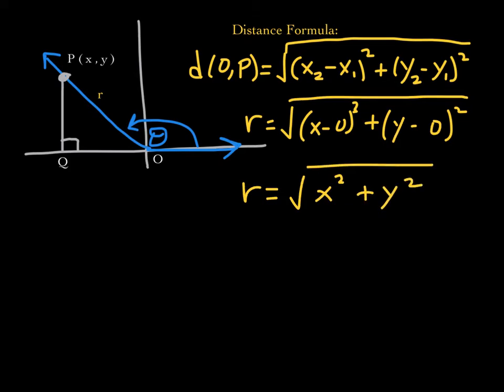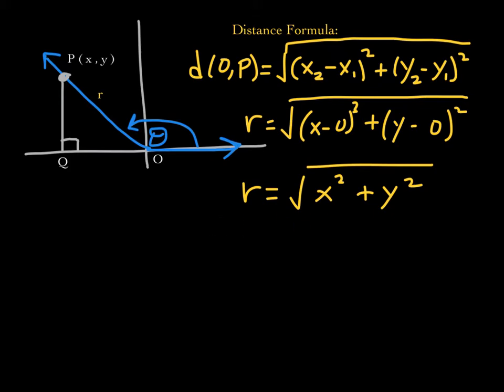Okay? Now this is really important. It's important that you understand what r represents. R represents the distance from the origin, or from the vertex, which is at the origin. So it's the distance from the vertex to the point that you and I chose on the terminal side of our angle in standard position. Okay, so that's what this represents.